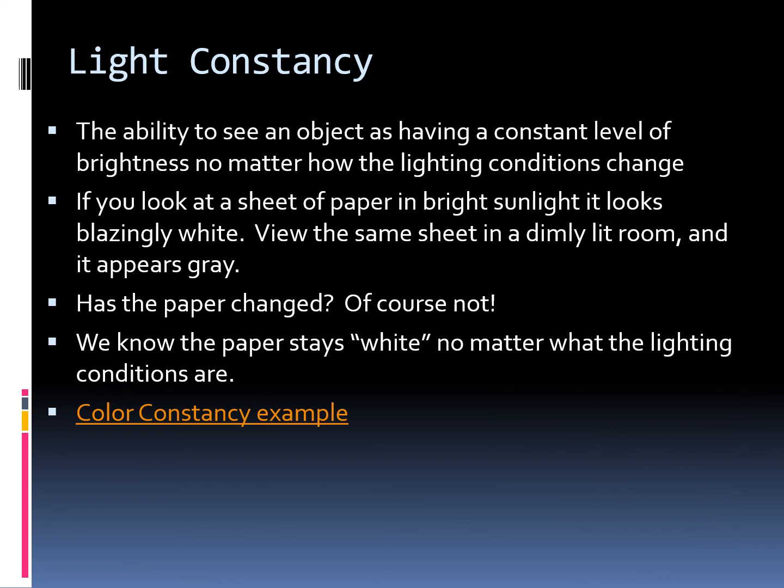Light constancy, the ability to see an object as having a constant level of brightness no matter how the lighting conditions change. If you look at a sheet of paper in bright sunlight, it looks blazingly white. View the same sheet in a dimly lit room and it appears gray. Has the paper changed? Of course not. We know paper stays white no matter what the lighting conditions are. Light constancy, sometimes also called color constancy, we know that it stays the same. It might look different because you're in a different lighting, and that happens all the time. So once again, you just have to take two pictures of the same thing in two different lightings and show how it looks different, but yet we know it's still the same light or same color.